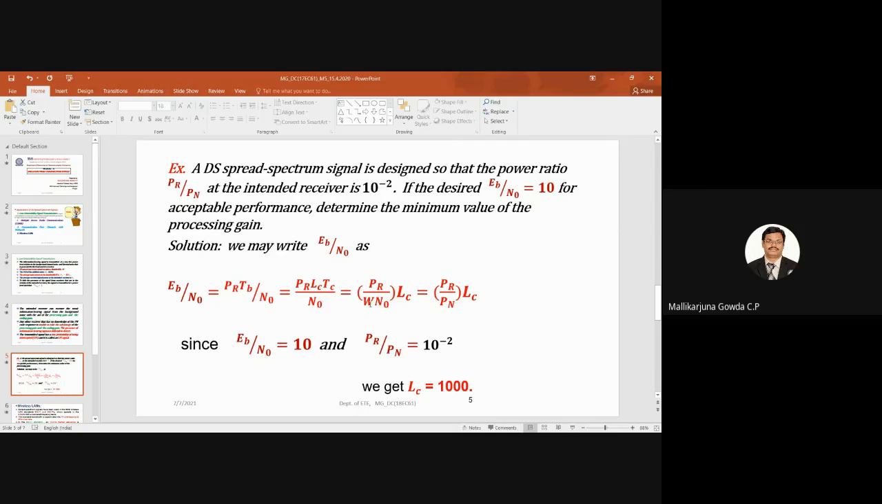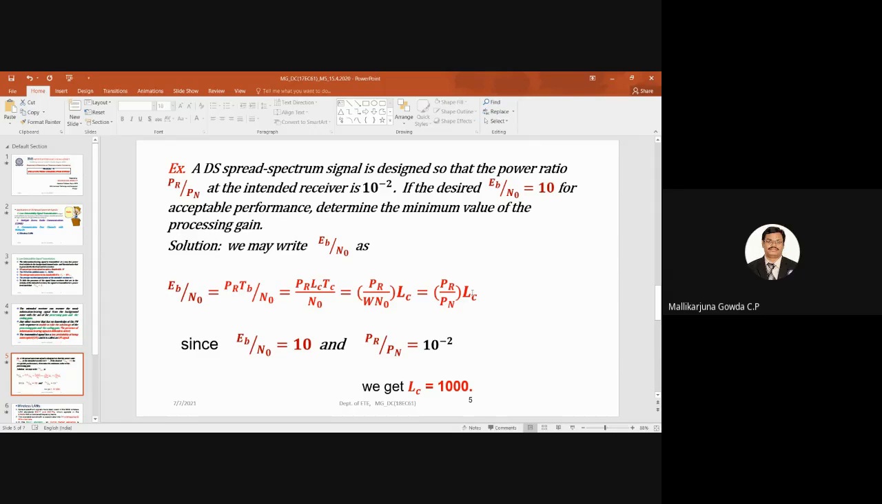Then I said W into N naught is Pn, that is average noise power. So it is written Pr by Pn into Lc. My goal is to find out the value of Lc. Lc is the processing gain. He has given the value of Pr by Pn, which is equal to 10 power minus 2, and even the value of Eb by N naught, which is 10. So I can find out easily the value of Lc.